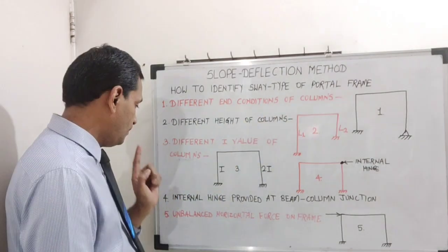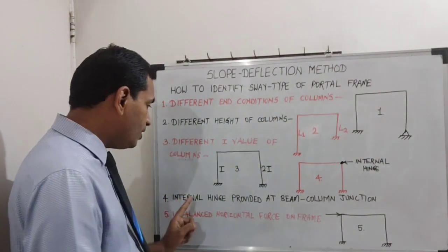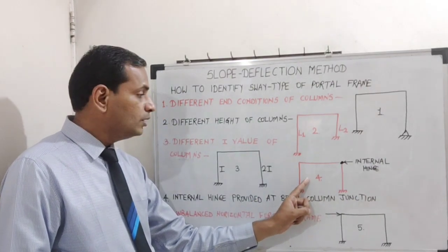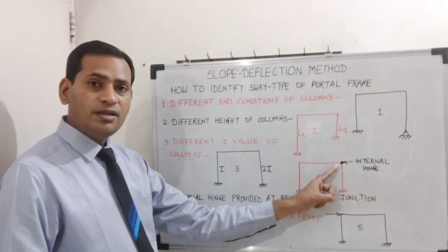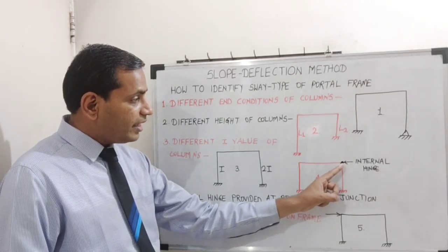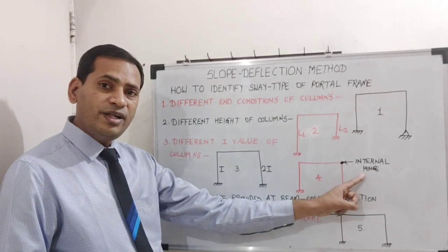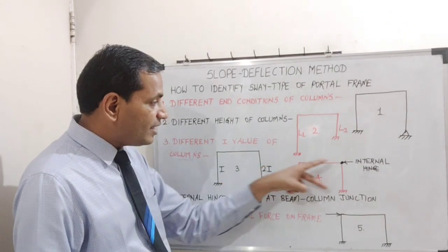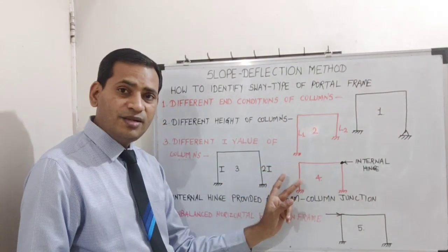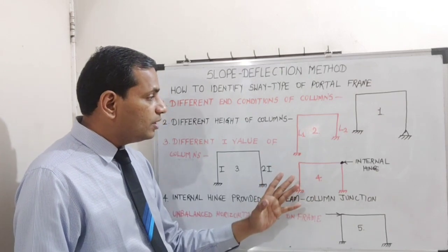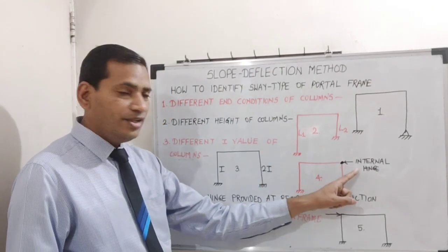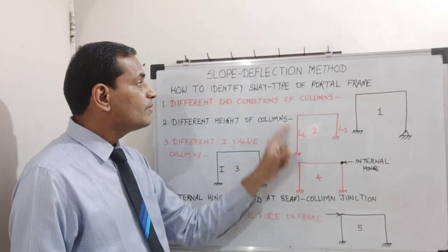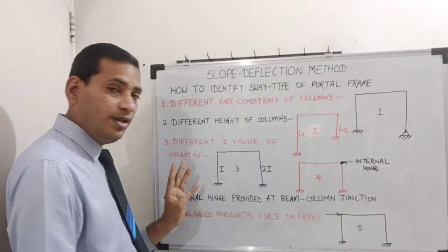Then the fourth condition: internal hinge provided at the beam column junction. Refer to diagram number 4. Here is the beam column junction, and we see that an internal hinge has been provided here. Even if column heights are the same, column cross-sectional areas are the same, and load is symmetric, if an internal hinge is provided, this type of frame will be known as a sway type of portal frame.